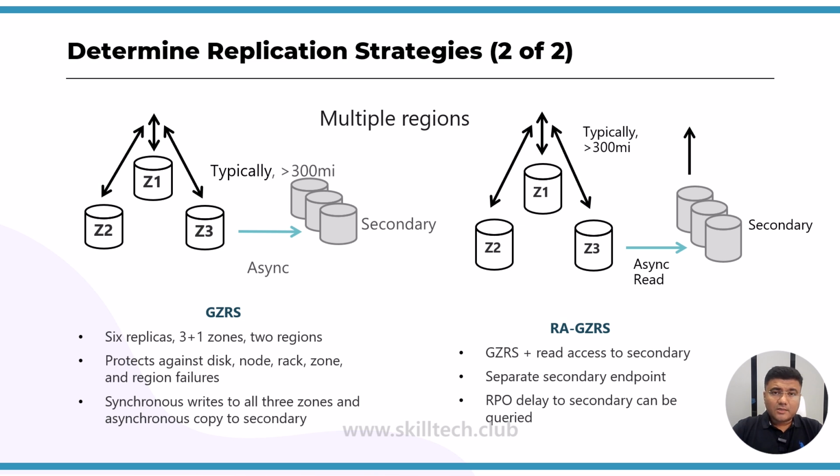In that case, it is going to give you the highest availability possible with the service level agreement of a storage account, which is going to be 16 nines. So this is the highest availability ever possible with storage accounts. In this also, you have read access options available. So if you want GZRS with read access available on the secondary, you can go with RAGZRS.